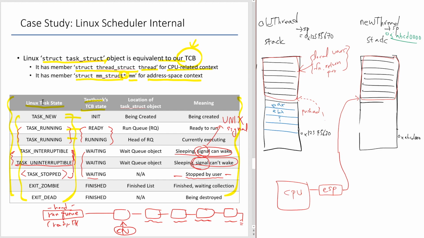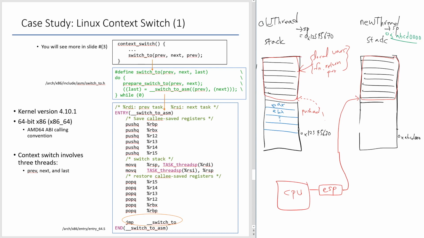All right, let's move on. Let's take a look at the Linux context switch code. We are assuming 64-bit x86.